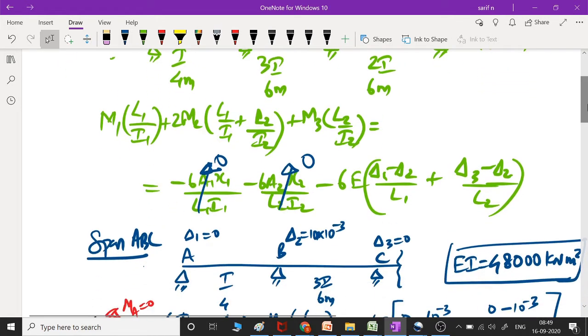So the general form of the equation is: M1 into L1 by I1 plus 2M2 into (L1 by I1 plus L2 by I2) plus M3 into L2 by I2 is equal to minus 6 A1 x1 by L1 I1 minus 6 A2 x2 by L2 I2 minus 6E into (delta 1 minus delta 2 by L1 plus delta 3 minus delta 2 by L2). Here, we have to notice that delta 1, delta 2 and delta 3 are all the support settlements and are assumed positive if they are in the downward direction.